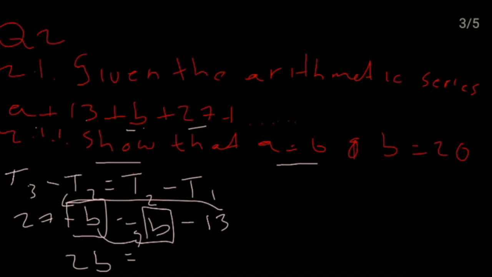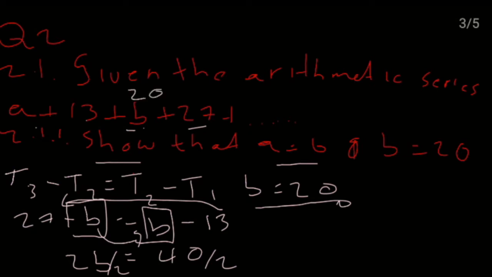Now actually, if we take the 13 to the other side, the sign changes. So it's going to be plus, which is 40, right? And then we divide by 2. Your B will equal 20. Now we've determined the value in our pattern for B, which is 20. We know our B is 20.